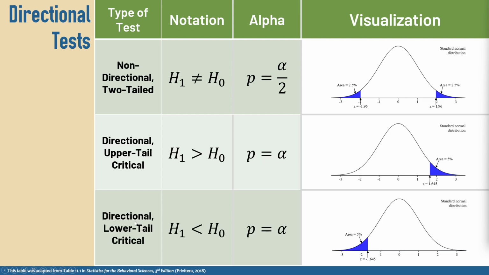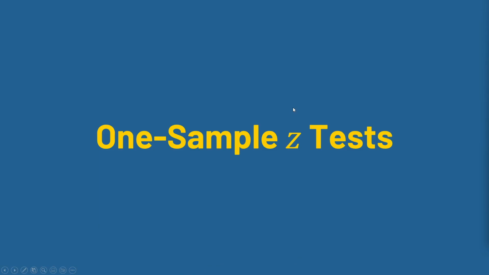non-directional. And then lower tail is the exact same, just the opposite, right? So p is still alpha. It's just that now we have minus 1.645 instead of positive 1.645, right? So a key distinction here, something to be careful not to overlook, is that when we're looking at alpha and determining p in two-tailed tests, we need to divide alpha by 2 to distribute that across the two tails.